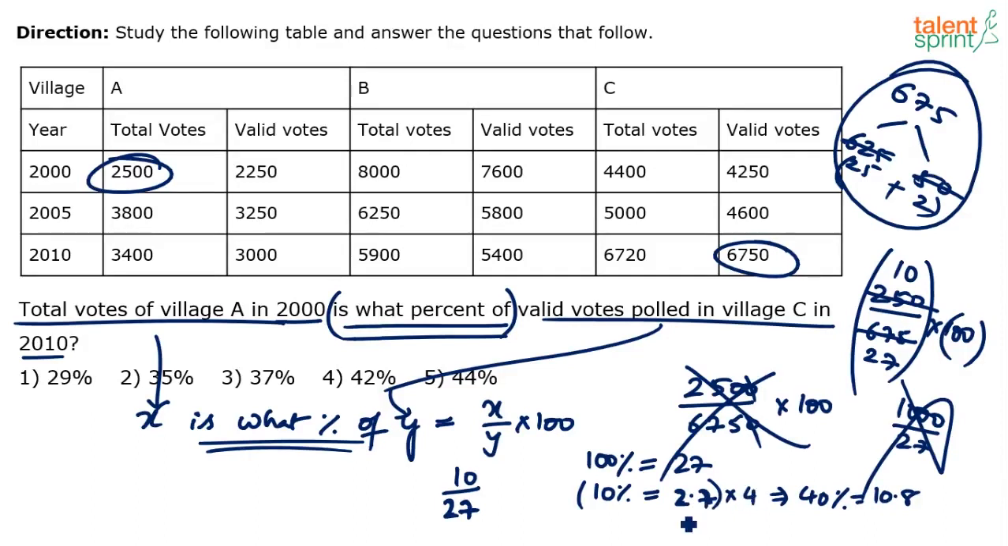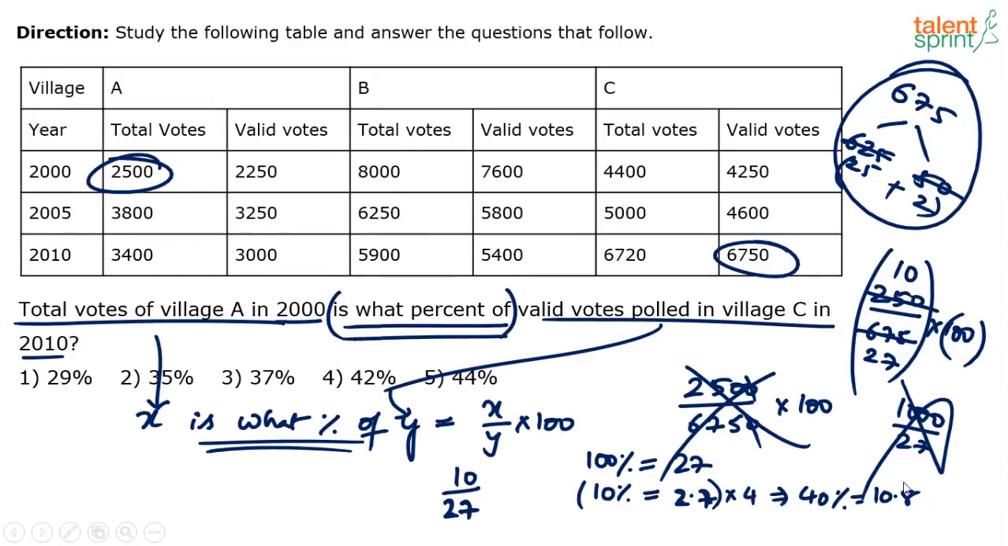See, 2.5 into 4 is 10. 0.2 into 4 is 0.8. Again, everything is split and merge. Every single step of your calculation is split and merge. I am saying 2.7 is not just 2.7. 2.7 is 2.5 plus 0.2. So 2.5 into 4 is 10, and 0.2 into 4 is 0.8.